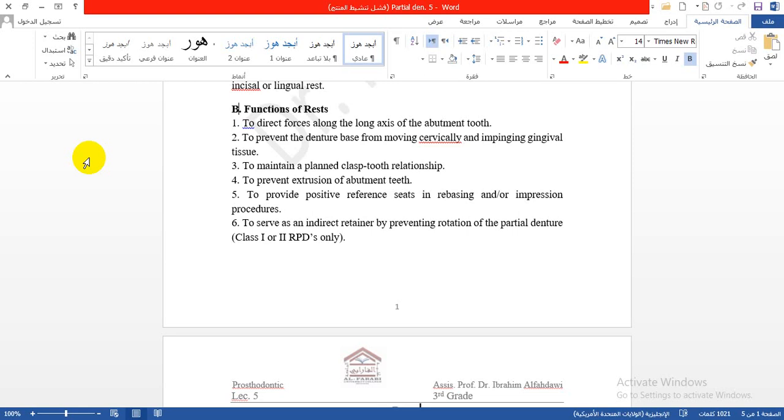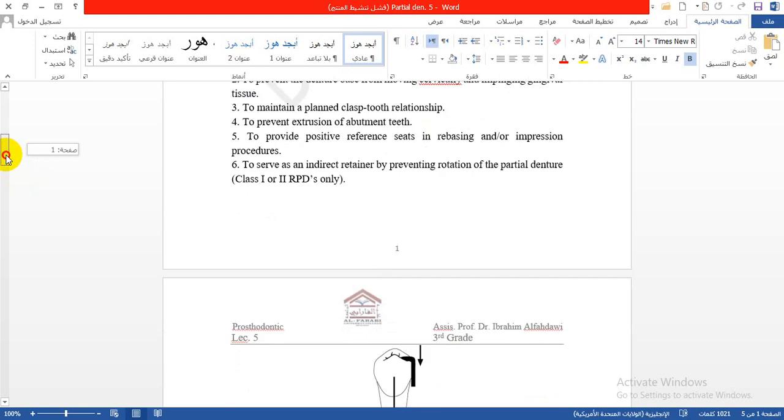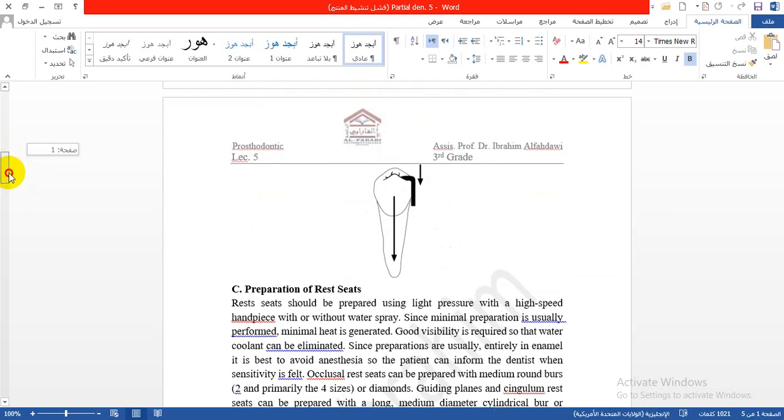6. To serve as an indirect retainer by preventing rotation of the partial denture in Class 1 and Class 2 removable partial dentures only. It works as an indirect retainer, as we explained in the previous lecture, used in the free-end extension cases of Class 1 and Class 2.